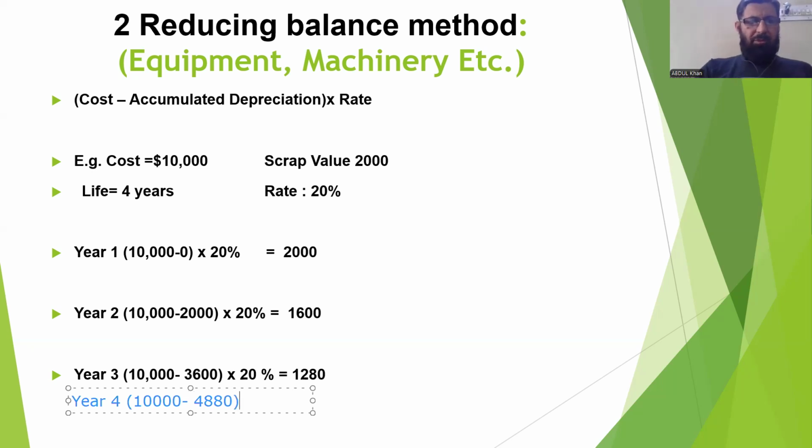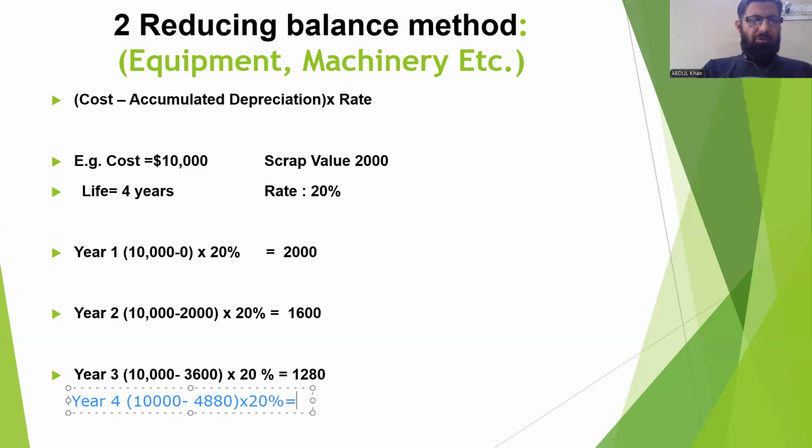Maybe there is something I can recheck. It is 2,000 plus 1,600 plus 1,280. Okay, and then multiply with that 20%. So then you will get the answer. Let's see what your answer is.